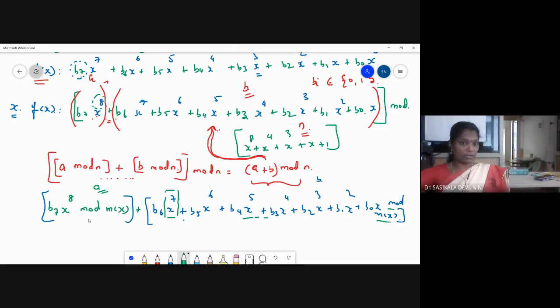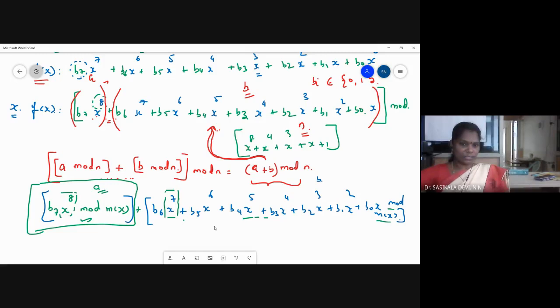But take this part. This x power 8 is a monic polynomial with a degree greater than the maximum degree of GF(2 power 8). Sorry, GF(2 power 8) maximum degree. So for this alone, you have to do the modular reduction, you have to perform the division.